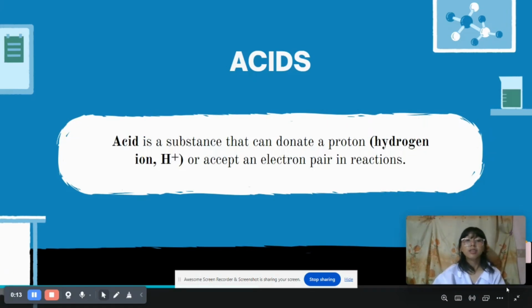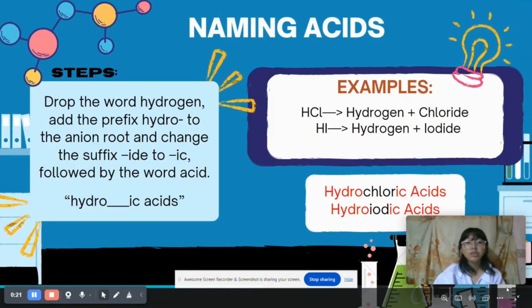An acid is a substance that can donate a proton, a hydrogen ion, or accept an electron pair in reactions. How to name an acid? These are the steps. We need to first drop the word hydrogen and then add the prefix hydro to the anion root and change the suffix "ide" to "ic", followed by the word acid. To make it simple, we start with hydro, then get the anion root, then change the "ide" to "ic", and then add the word acid.